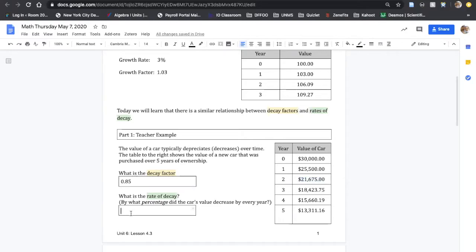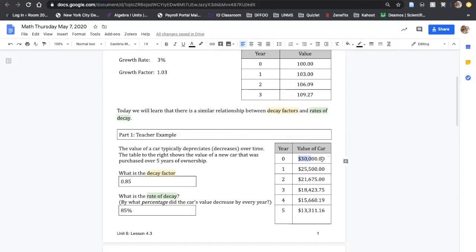What is the rate of decay? Just to explain what the rate of decay is, it says by what percentage did the car's value decrease by every year? So based on what we did with growth rates and growth factors, you might think, okay, that's going to be 85%, right? But we have to think about this. Did the value of the car decrease by 85%, right? 85% of this car is going to be a lot of money, right?